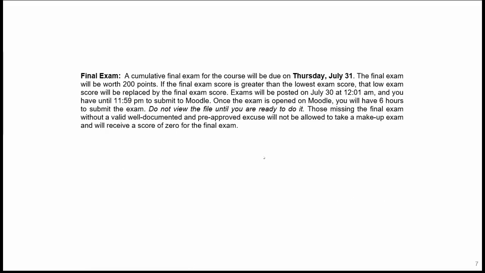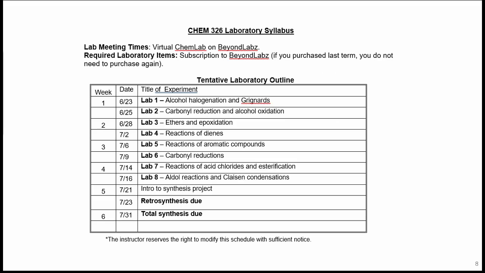All right, your final exam will start on Thursday, July 31st, but you'll have till Friday to do that. I can fix that and then post that syllabus. And then here's your lab syllabus. And that's going to be with Virtual Chem Lab on Beyond Labs. So I mentioned that subscription. Again, the subscription was $25. Hopefully it's still $25 for that full year. And if you notice, we're actually done with the experiments on July 16th. And then we'll start working on the retrosynthesis and the total synthesis project. And that's that 100 points there.